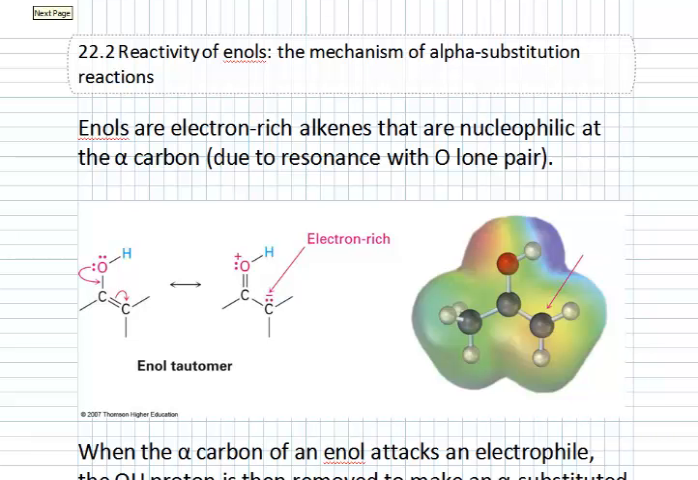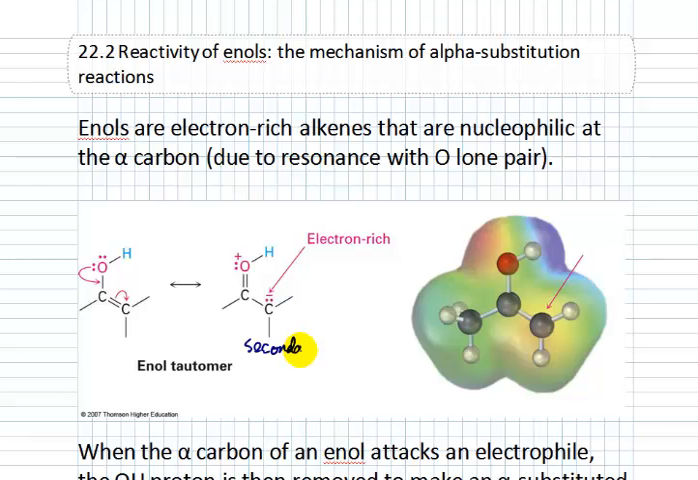Let's step back for a moment to enols. We can do alpha substitution reactions that are reactions of the enol tautomer. The enol C=C double bond is electron rich. Okay? It's an electron-rich alkene, and it's electron rich because of a secondary resonance structure.